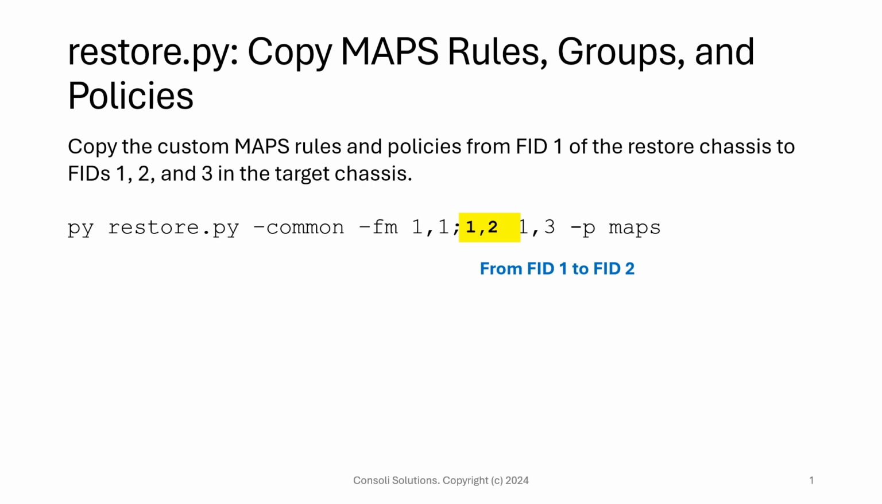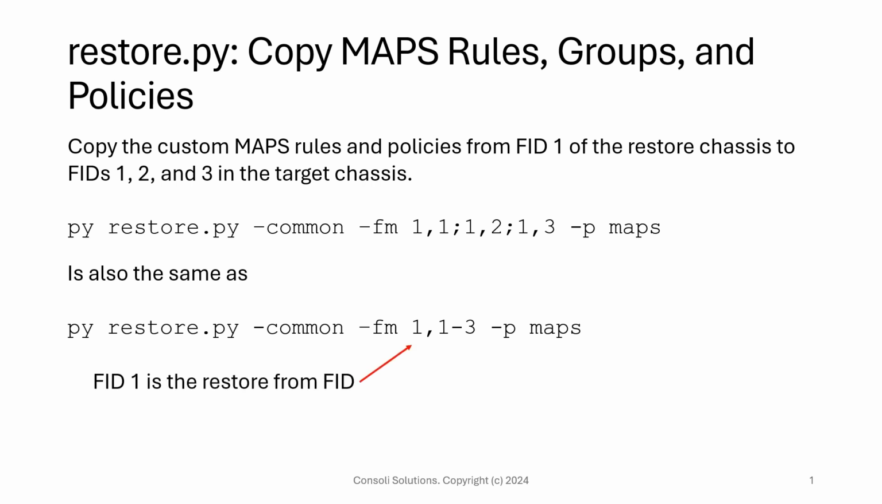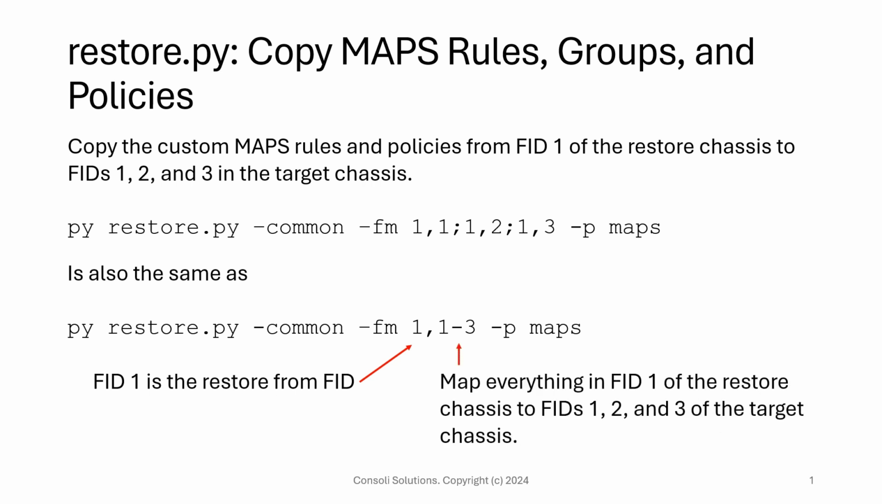Again, take FID1 of the restore switch, apply that to FID2 of the target switch, and again, FID1 to FID3 of the target switch. Now here the only action we're taking is maps. There's another way of doing this. You could specify a range. So what we're doing here is we're taking FID1 of the restore switch, and we're going to apply that to everything in this range. So in this case, FIDs 1 through 3.